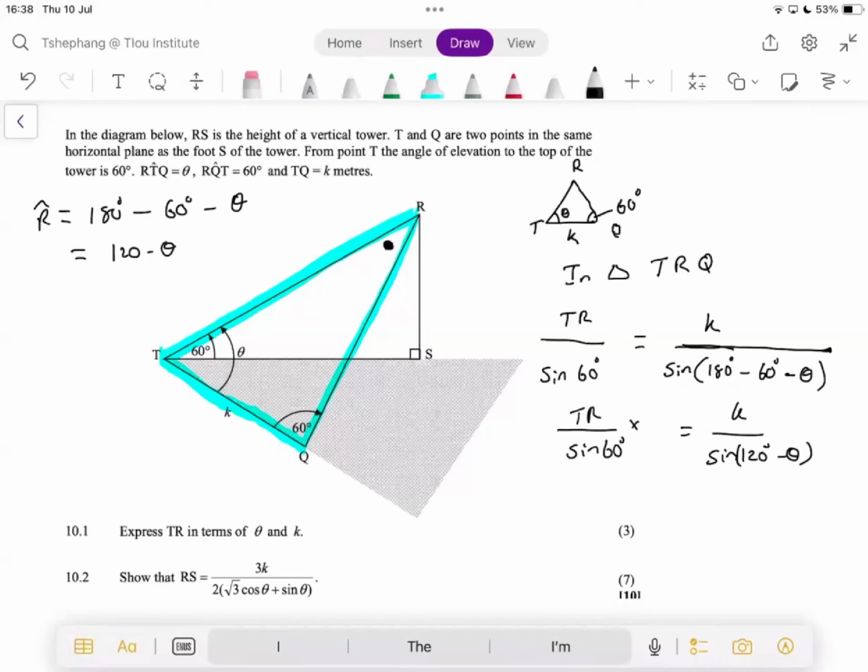Then we just need to multiply both sides by sine of 60. These two will cancel. Whatever we do on the left, we need to do on the right. So TR is equal to K sine of 60 over sine of 120 minus theta.